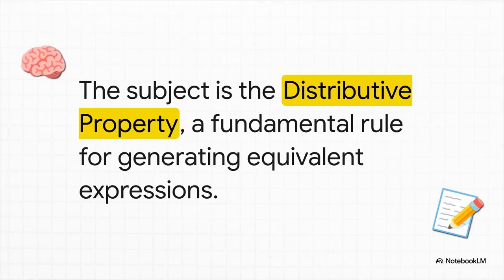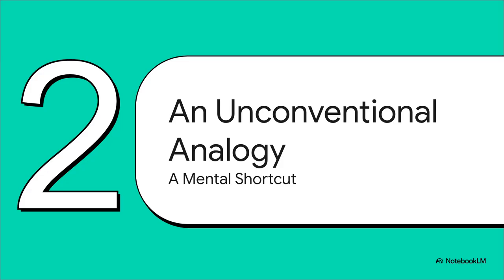If you've ever taken pre-algebra, this one will definitely ring a bell. It's basically the rule that tells you how to multiply a number across a group of terms inside parentheses. It is absolutely essential stuff, but boy, it can also be really easy to forget how it works. And this is where things get really interesting.